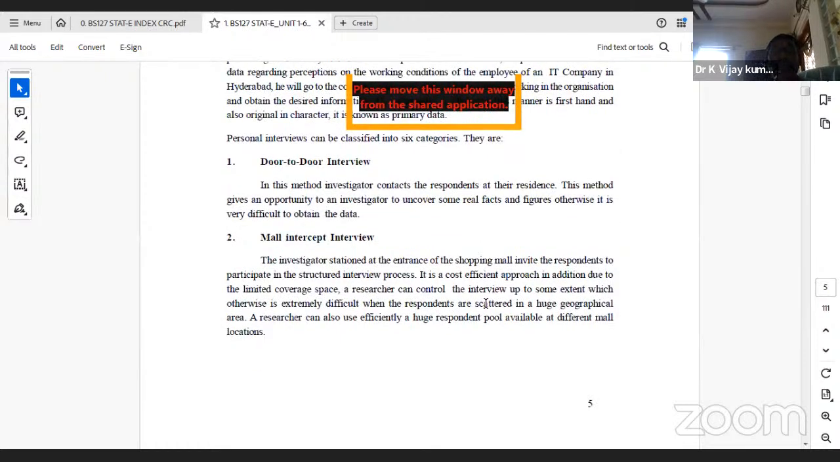The mail interview. We send mail to everyone, and those who receive the mail give the answers through mail. The investigator sends the questionnaire and invites the respondents to participate in the structured interview process. It is a cost-efficient approach, in addition to limited coverage space. A researcher can control the interview up to some extent, which is otherwise extremely difficult when the respondents are scattered over a huge geographical area. A researcher can also efficiently use the respondent pool available in different locations.